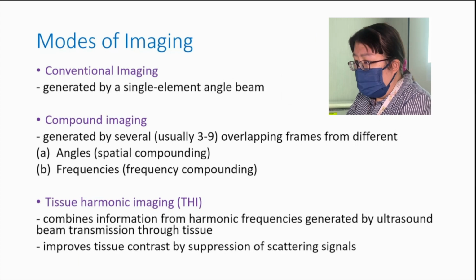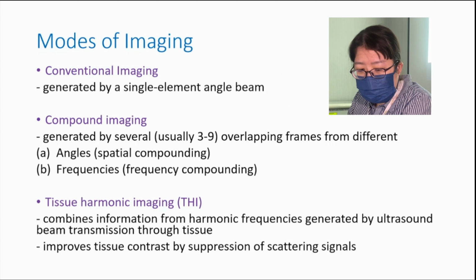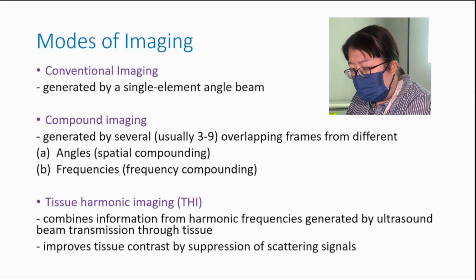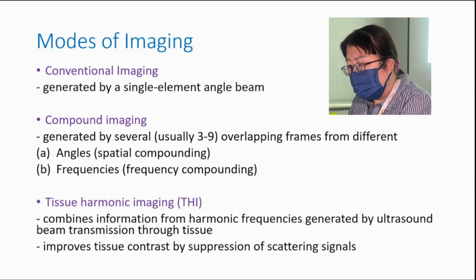Then we have the compound imaging, which is generated by several overlapping frames, either from different angles, where we call it spatial compounding, or frequencies, where we call it frequency compounding. So this will help us to generate better delineated margins. It also helps to reduce the image artifacts and also the noise and the speckle appearance and enhance image contrast.